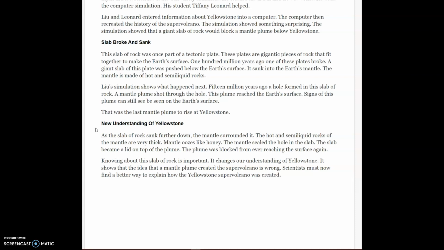Knowing about this slab of rock is important. It changes our understanding of Yellowstone. It shows that the idea that a mantle plume created the supervolcano is wrong. Scientists must now find a better way to explain how the Yellowstone supervolcano was created.